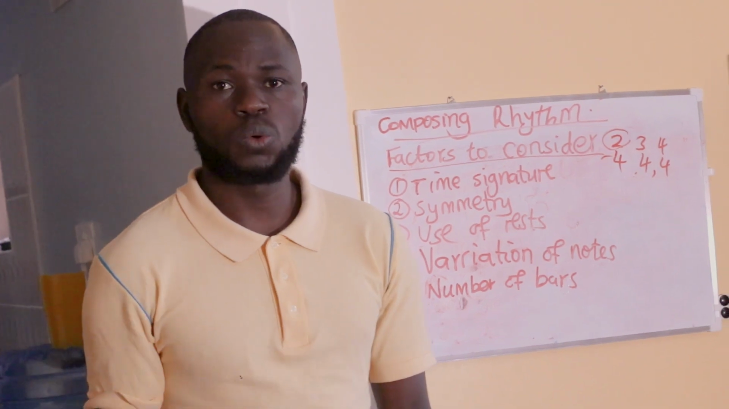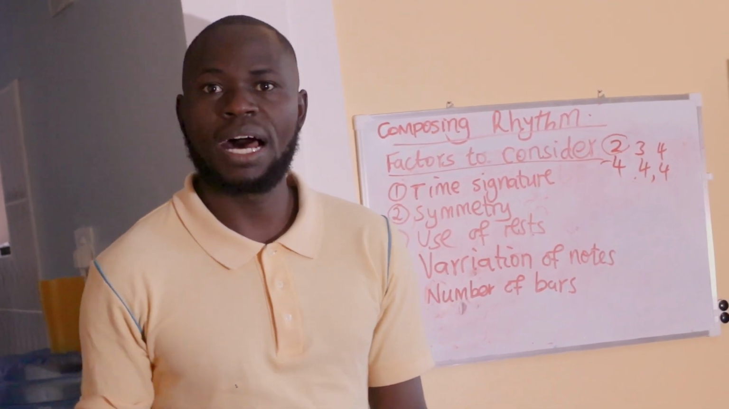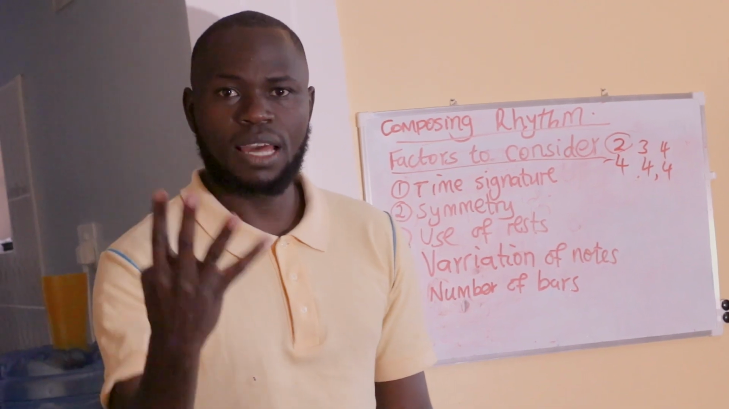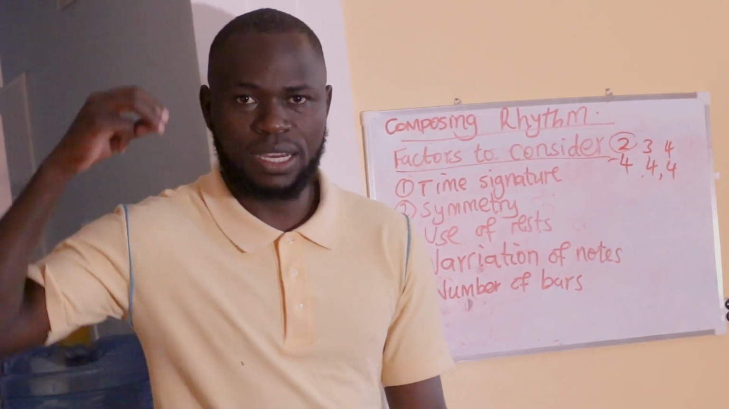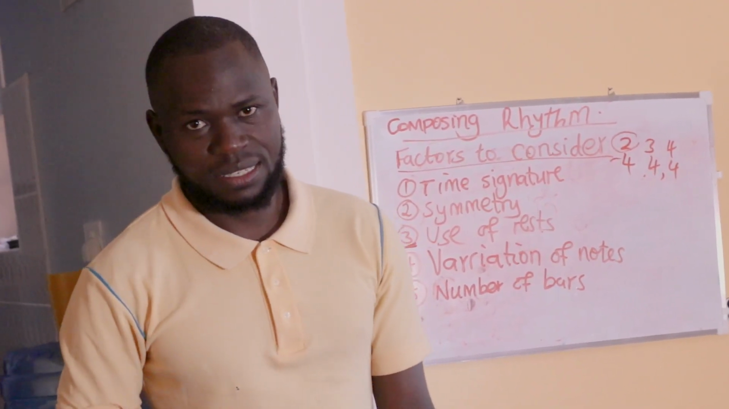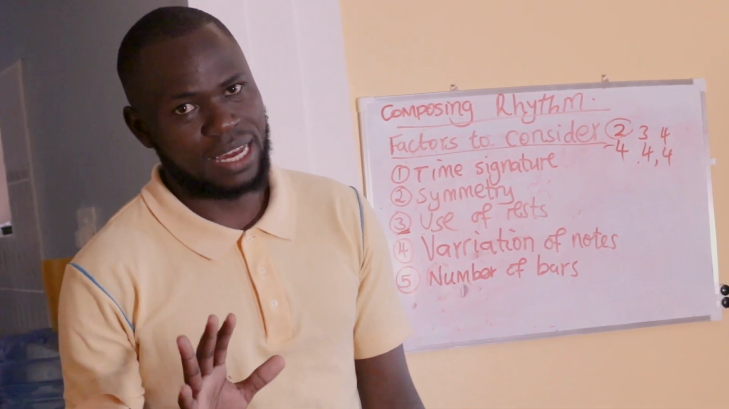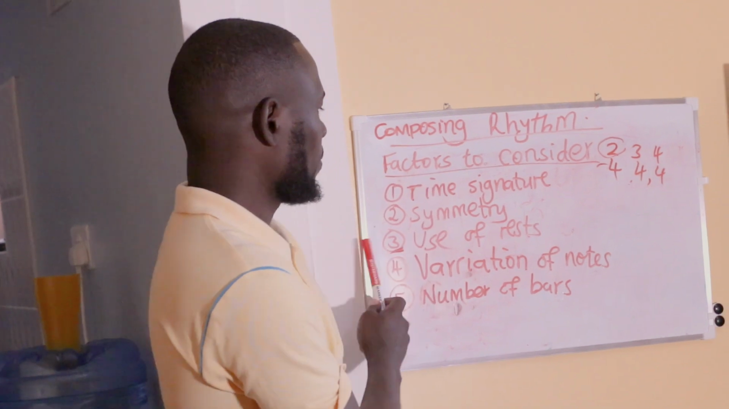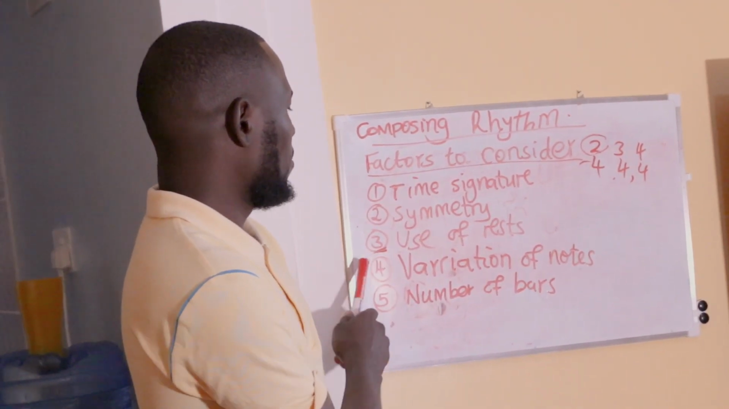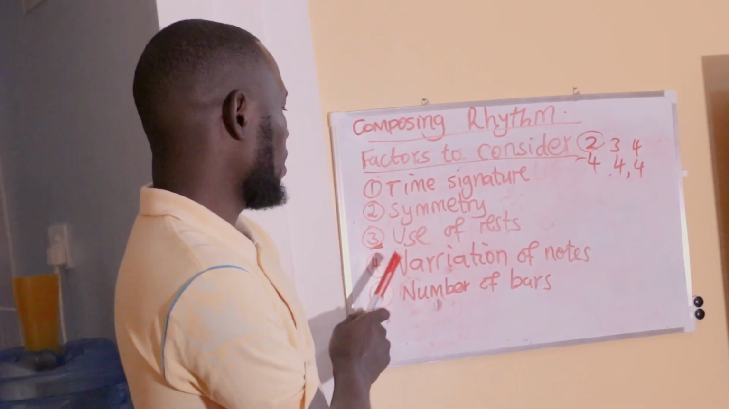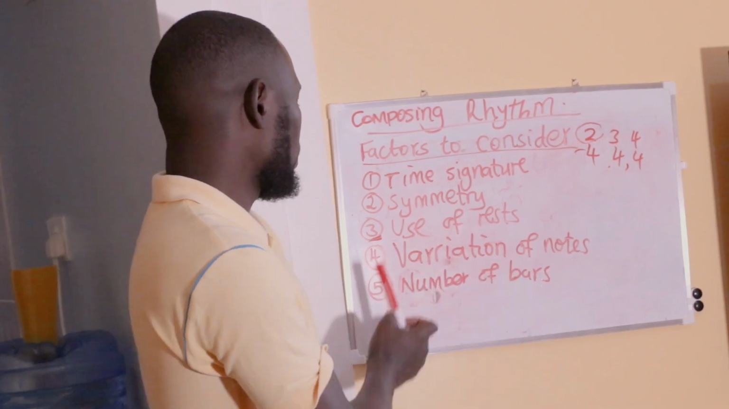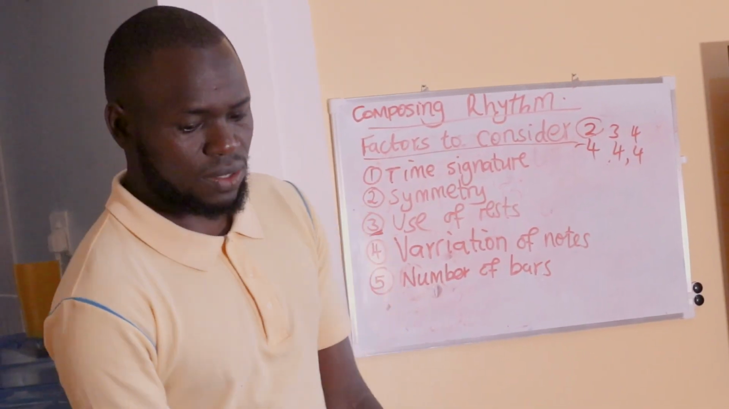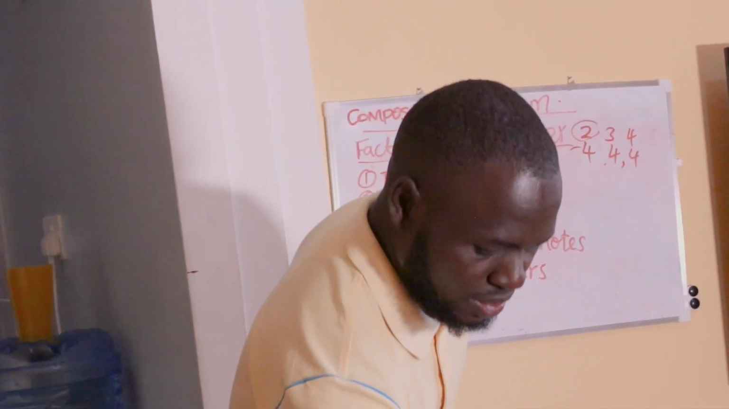We have 2 bars, 3 bars, 4 bars. So if the examiner is asking you to construct 4 bars, make sure it is 4 bars. If it is 3 bars, make sure it is 3 bars. Simple like that. So these are the factors to consider. Number 1, time signature. Number 2, symmetry. Number 3, use of rests. Number 4, variation of notes. Then number 5, number of bars. You consider that. So let's construct examples with you.